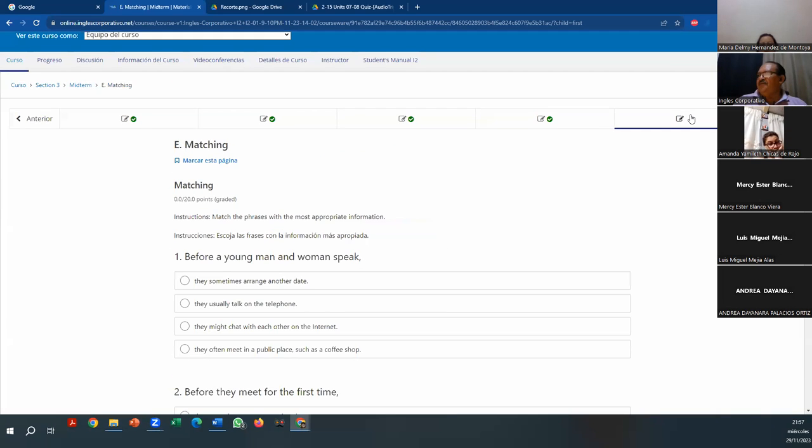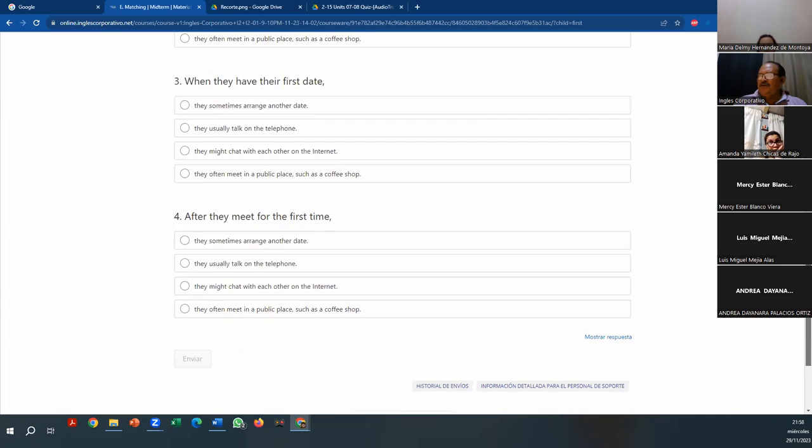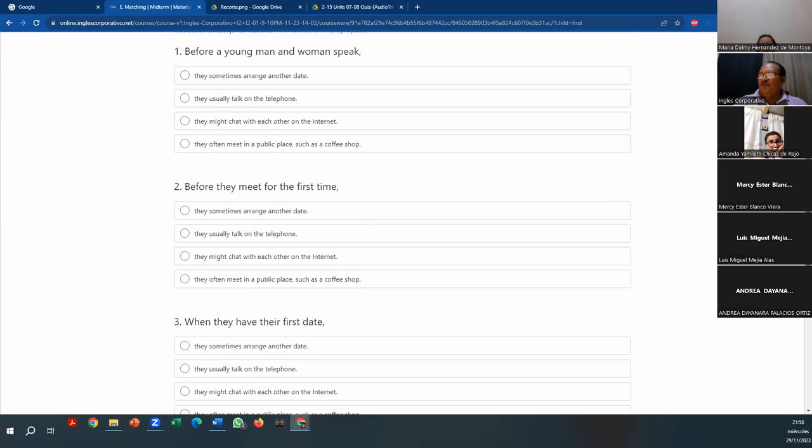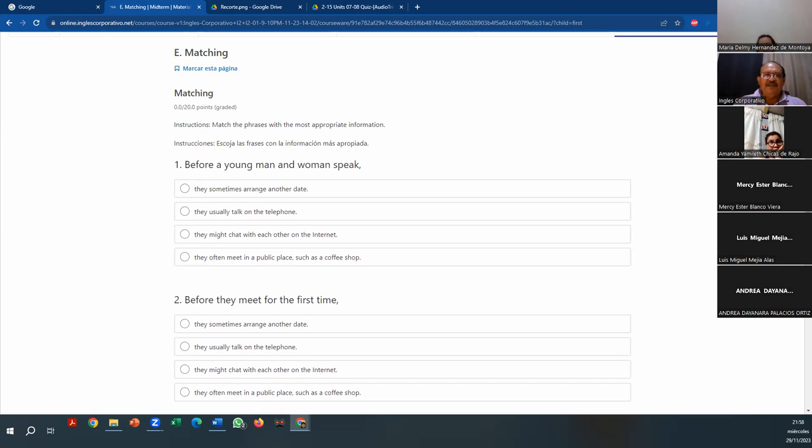And I think we have time for the last one. In this one, we are going to match the second half for each beginning of a sentence, right? So when you have here, before a young man and woman speak, okay, then we have to see: they sometimes arrange another date, they usually talk on the telephone, they might chat with each other on the internet. Yes? Excuse me.